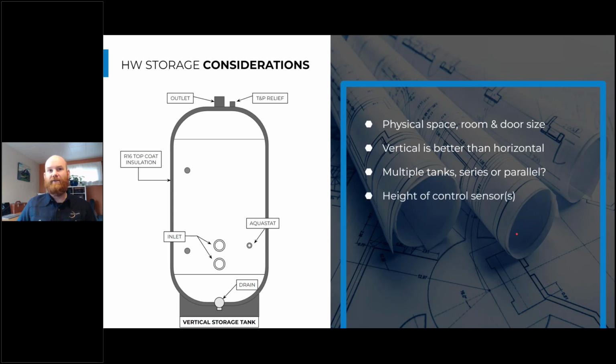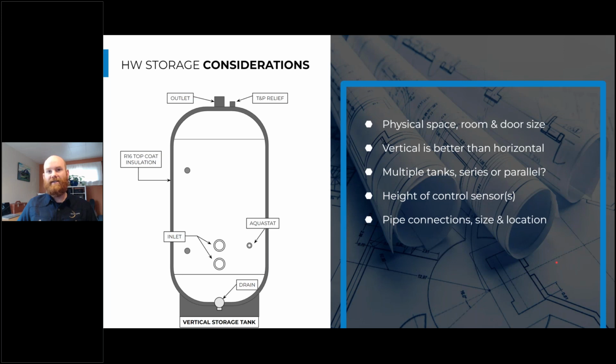Other considerations include the height of the control sensor. This is when we're turning things on. If this is very low in the tank, we're going to turn things on more frequently and have shorter cycles. If this is very high in the tank, we're going to turn things on less frequently, but have very long cycles. Typically, we want to be somewhere in the middle, or about 30% of the storage volume. So we can imagine that there's 30% below and the remainder, 70%, above.